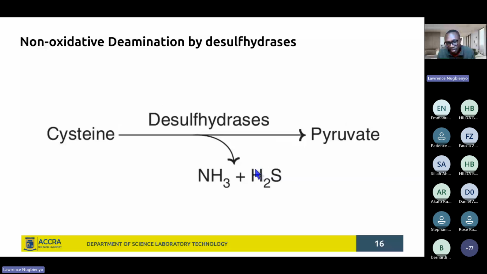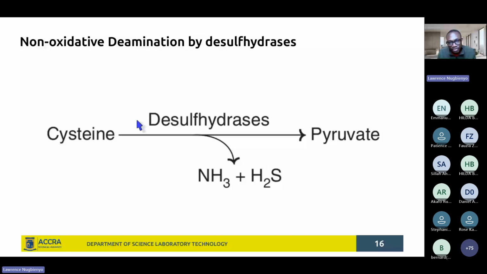We can also have non-oxidative deamination by desulfhydrases. And this is particular with cysteine. And what is it with cysteine? Cysteine is one of the amino acids with what? Sulfur in it. We saw two amino acids, methionine and then cysteine. And cysteine is having what? Some sulfhydryl group.